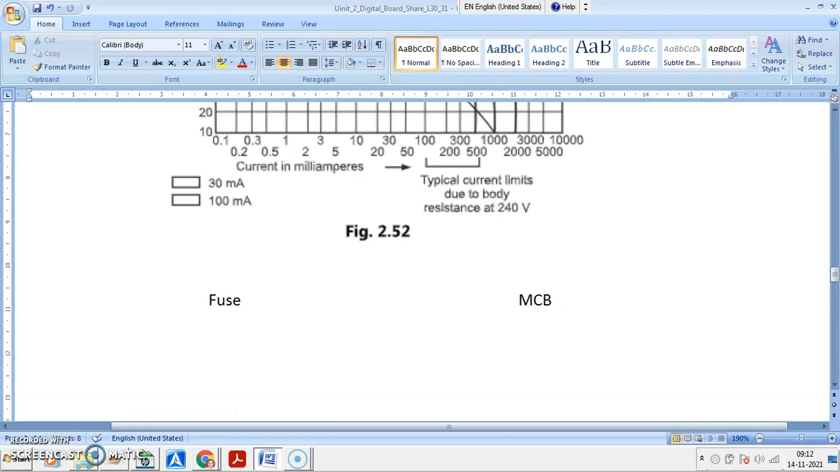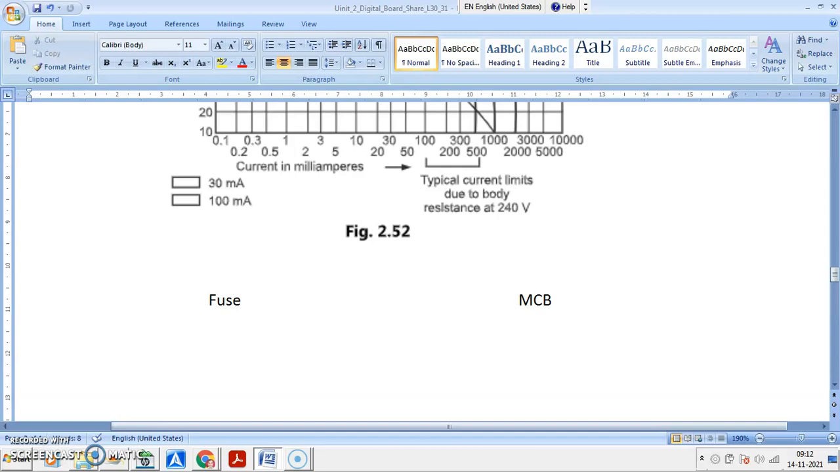Then simple construction as far as fuse is concerned. Construction of circuit breaker is complicated, cost of fuse is low, cost of MCB is high. Replacement you can do manually. Resetting you can do manually and automatically in MCB. Fuse gives only overload and short circuit protection, no other protections. You can adjust different protections in MCB.